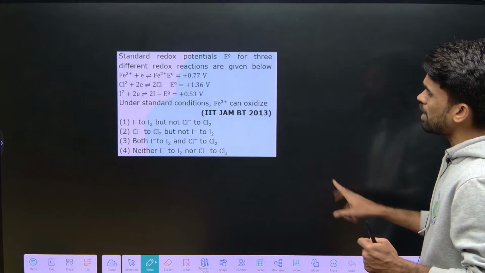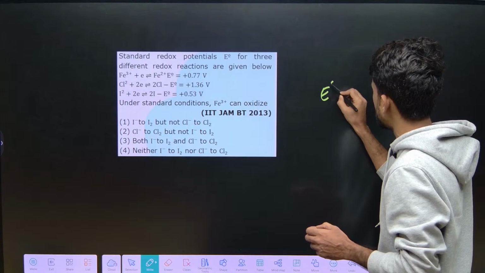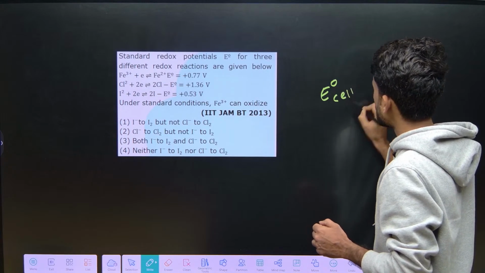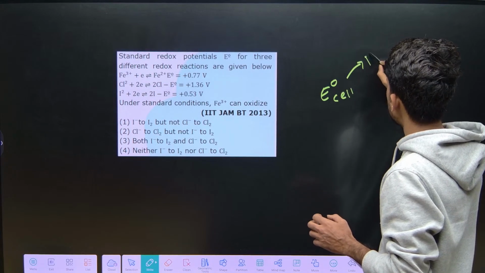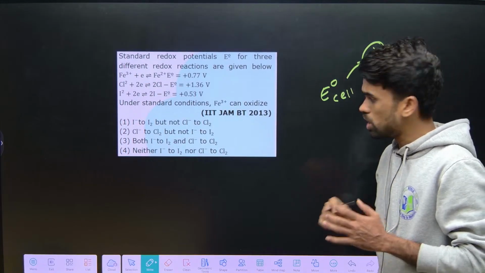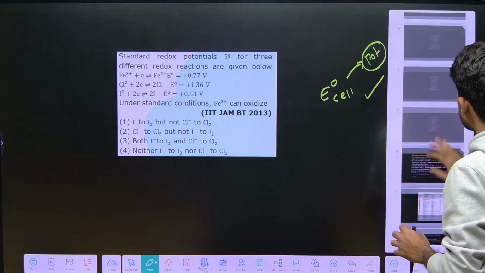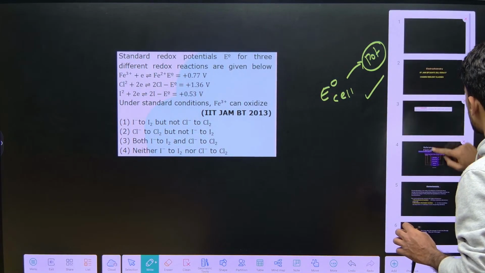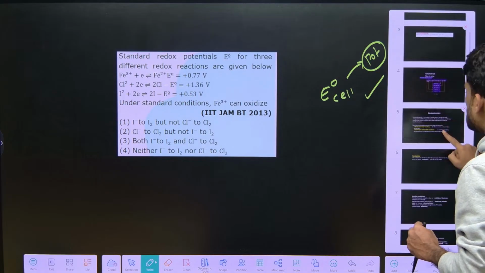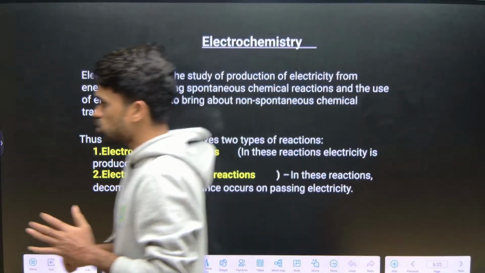Now if you look at the questions, most of them are from standard reduction potential, like E0 of the cell, something related to potential values, and their applications. Let us look into this topic first so that you will get more confidence when you go through the previous year questions. Now we will be starting from the very basics. Let me give you some basic introduction, then we will move forward.